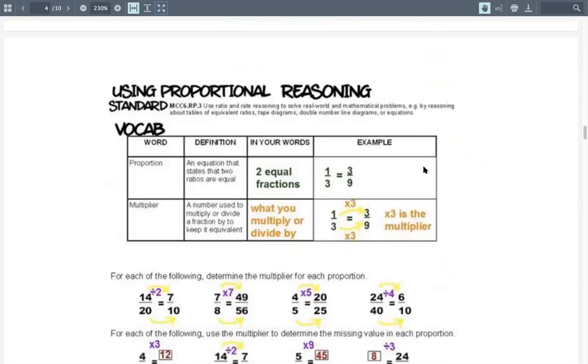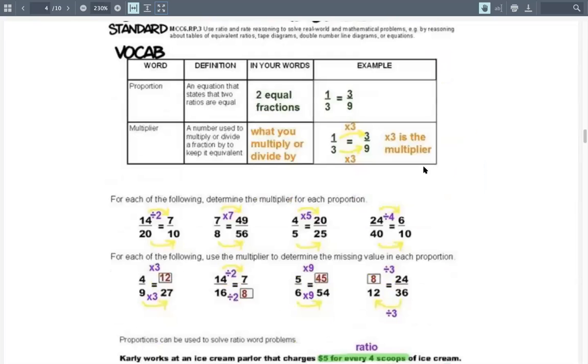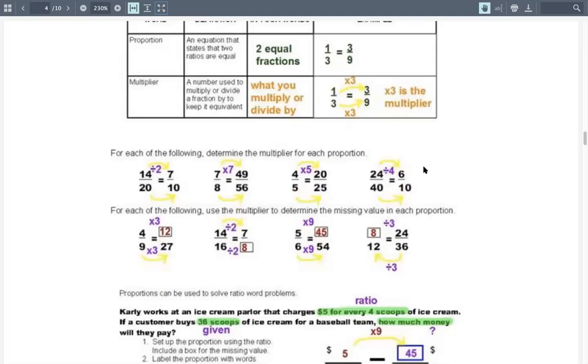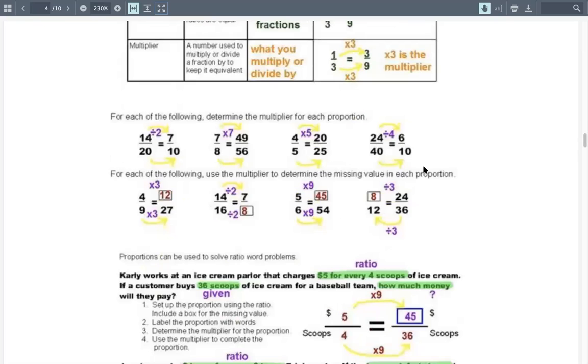Okay, so let's use proportional reasoning, right? The idea again here being, I can always find the missing number by using this proportion idea. You may have seen this before if you've done equivalent fractions or equivalent ratios. This is the same idea. Equivalent fractions or ratios use this idea of proportions and proportional relationships.